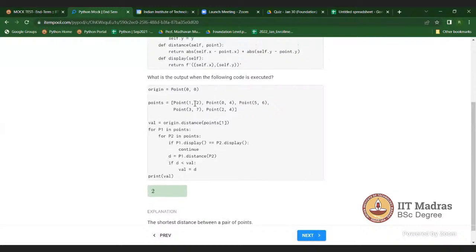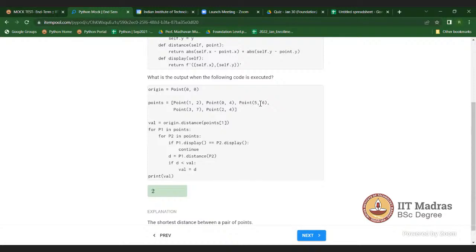So what we are basically doing is taking 2 points using 2 for loops, and then checking the distance. Like 1, 2 and 0, 4, we are checking the distance. The distance between them is 3. Yeah, it is 3. So 3 is less than the value, because the value is initially 4. So now the value will be equal to 3.